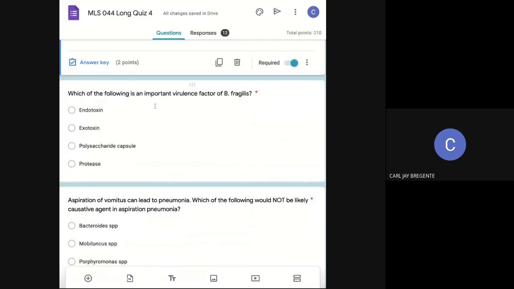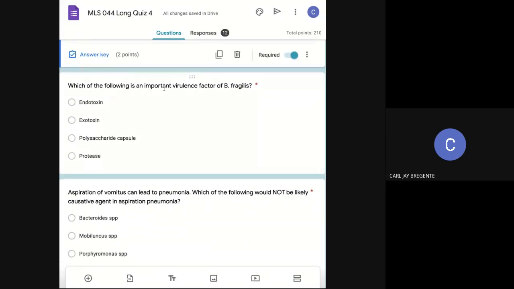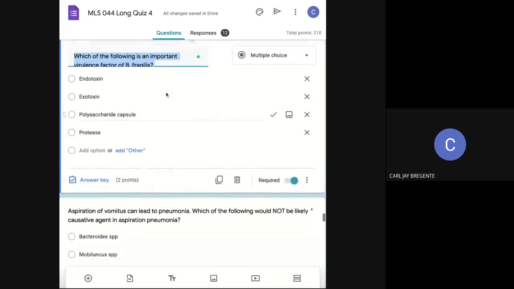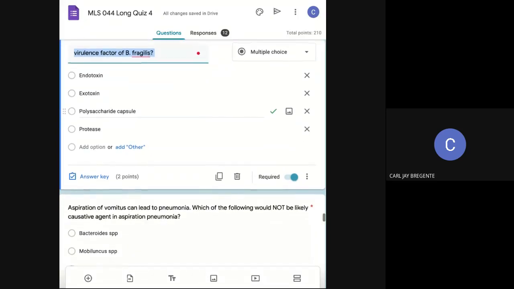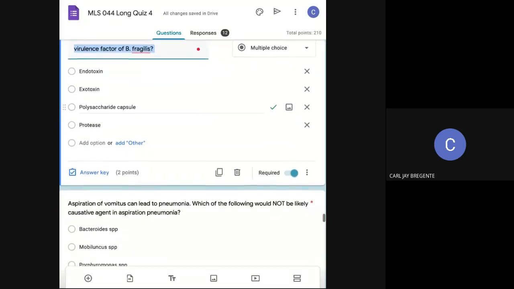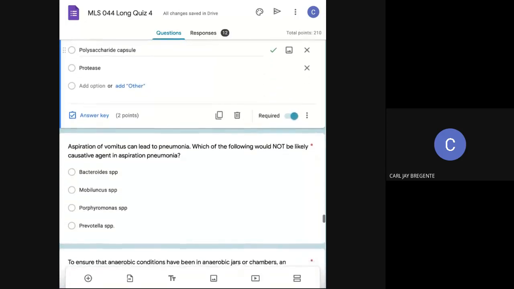Which of the following is an important virulence factor of Bacteroides fragilis? Bacteroides fragilis is a capsulated organism, so definitely the virulence factor is the polysaccharide capsule. If the organism contains a capsule, the main function is antiphagocytic.